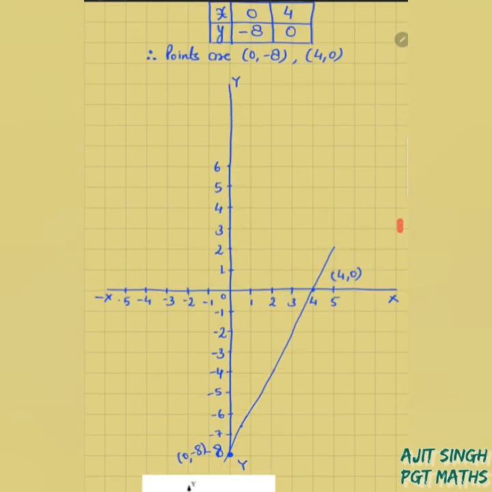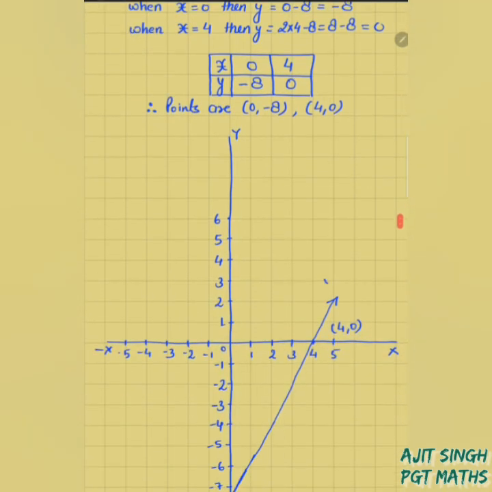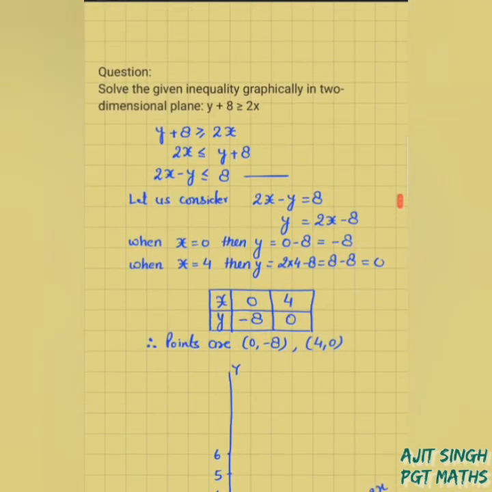You must use a scale to draw the line and use a pencil only. This is the equation of line, which is y plus 8 is equal to 2x. Now to know about the solution region, we will check the solution at point 0, 0. So here at 0, 0, the left side is 0 minus 0 less than or equal to 8, 0 less than or equal to 8, which is true.